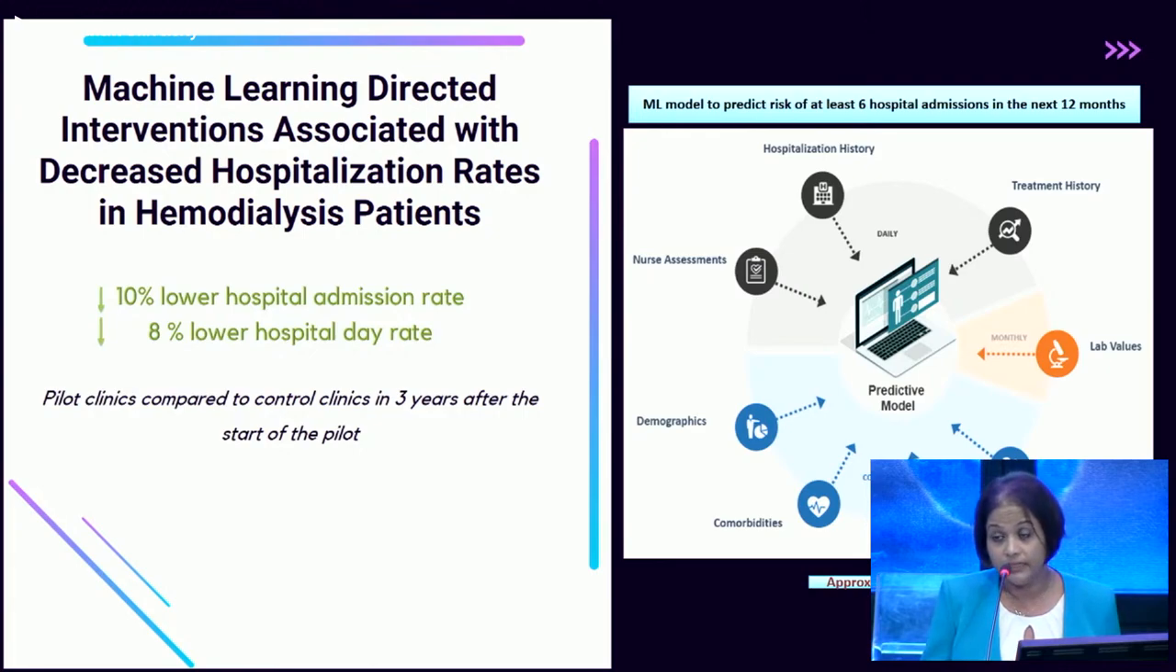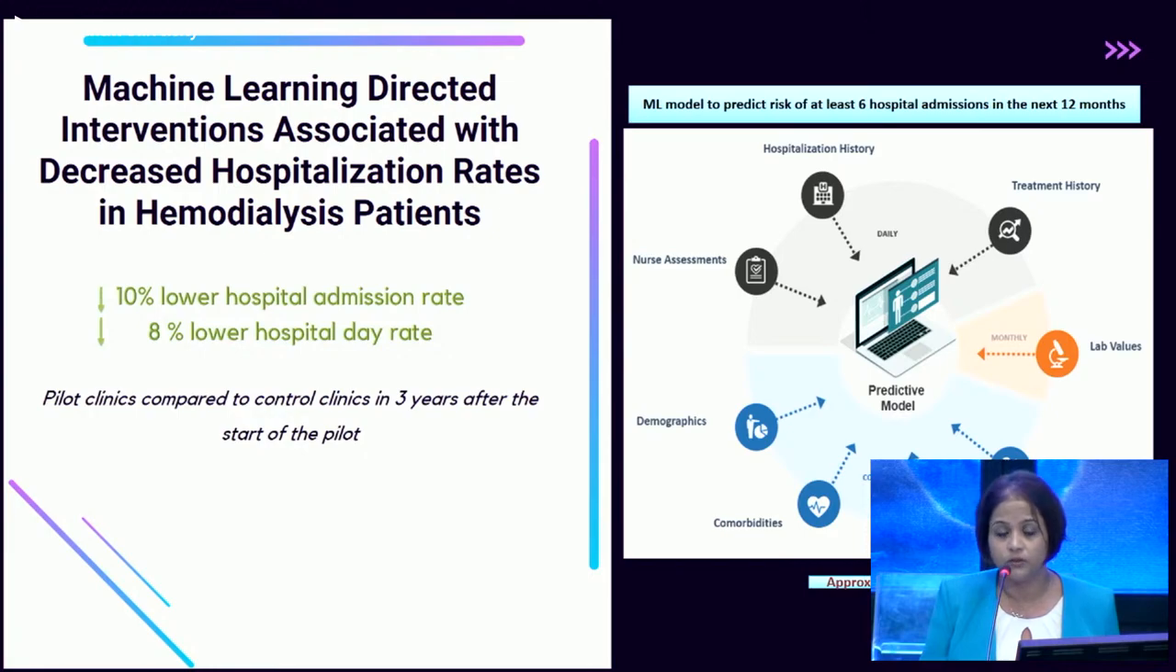We had approximately 300 different input variables that went into the model. The results of the model were used by an interdisciplinary group of social workers, nurses, and dietitians who reviewed these high-risk patients every month and provided focused clinical intervention, especially around behavioral health intervention.